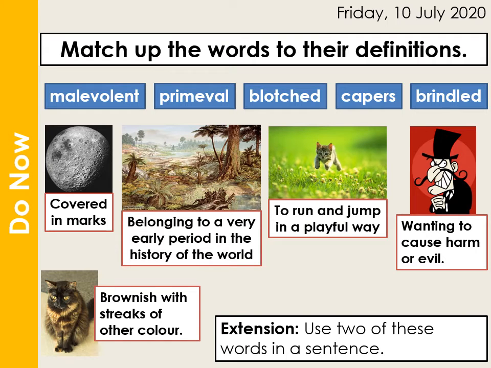So this starter looks at some of the words that are going to be used in the poem today, and it's asking you to match up the words to their definitions. So we've got malevolent, primeval, blotched, capers, brindled, and the definitions that you've got are covered in marks, belonging to a very early period in the history of the world, to run and jump in a playful way, wanting to cause harm or evil, brownish with streaks of other colour. And if you want to complete the extension, use two of these words in a sentence.